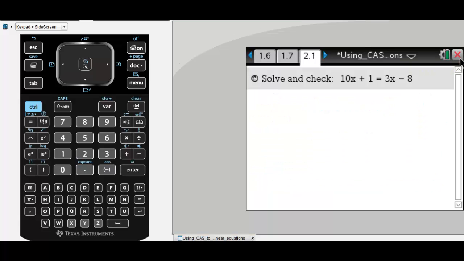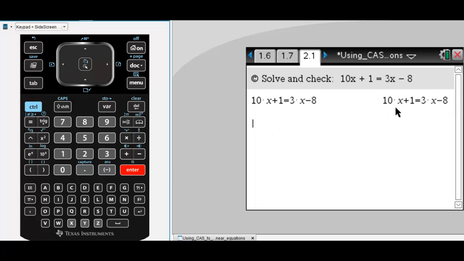Here's our second example. Solve and check this equation. This one I do need to enter on the calculator page. So the student needs to actually type in 10x plus 1, the equal sign is over here, 3x minus 8. Press enter. And now we can use the CAS here.